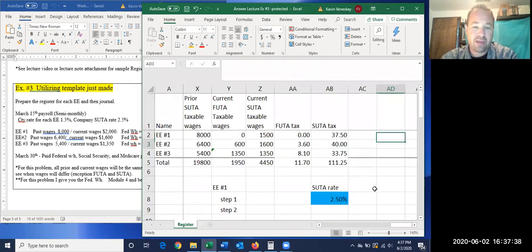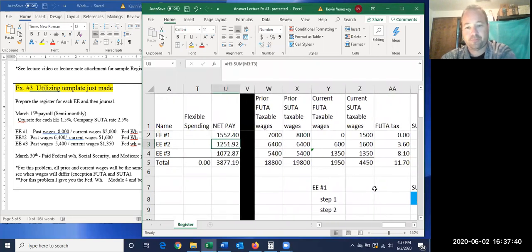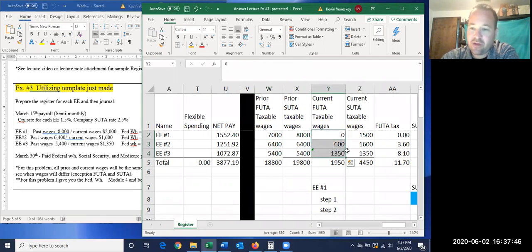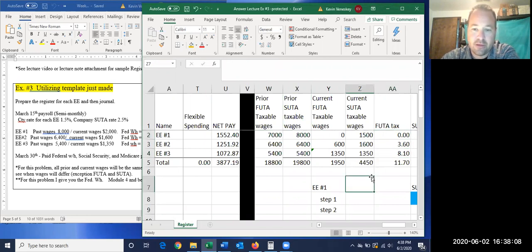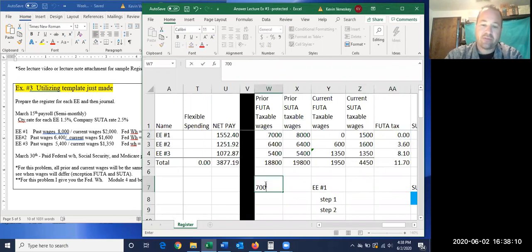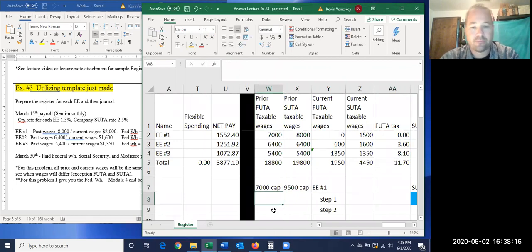I'm going to want to do the same thing now for the SUTA part. Well, let's go ahead and finish out, I guess, and look at our FUTA tax. So we've done these two. Might as well go ahead and do our FUTA tax. It takes our FUTA wages for this pay times the 0.006, and then do that for each cell below. Just bring it down, a little square, and bring it down. So we have a 7,000 cap here, just as a reminder. We have a $9,500 cap here.